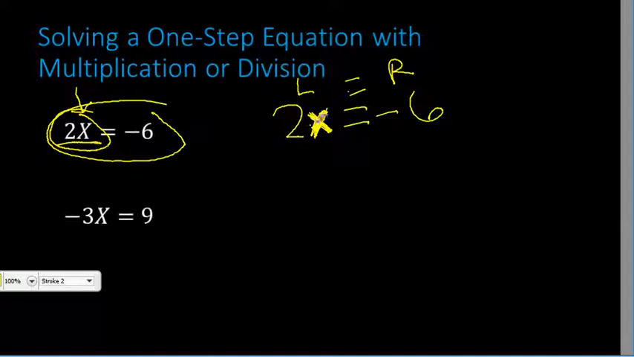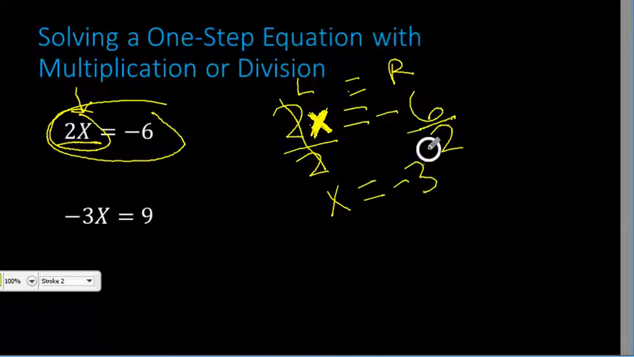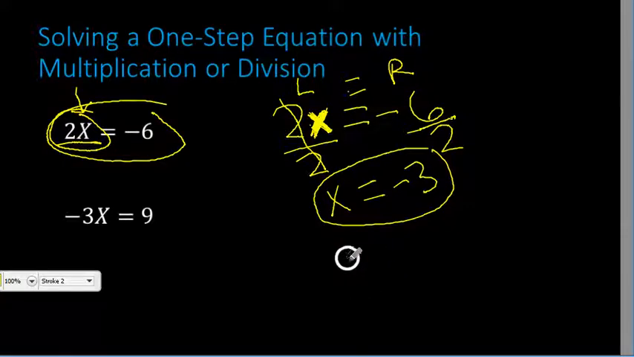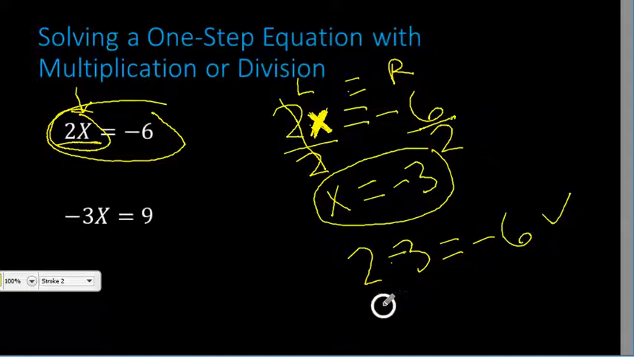Right now we have 2 times x. So to get rid of a multiplication of 2, we're going to use division. So we would divide by 2. 2 divided by 2 leaves us with 1x. And if we divide the left side by 2, we also have to divide the right side by 2. So that leaves us with x is equal to negative 3. x equals negative 3 is our solution. If we do 2 times negative 3, that does equal negative 6.